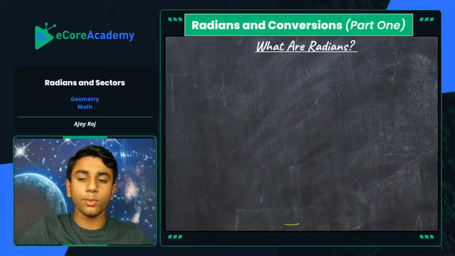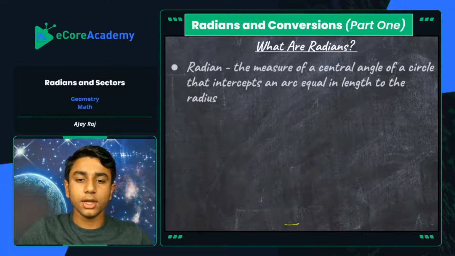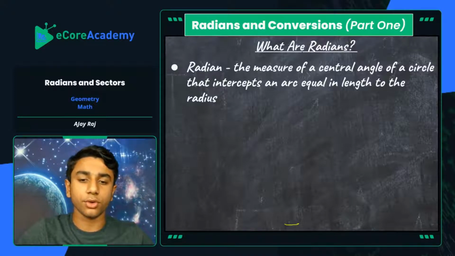So let's look at exactly what radians are, and then let's look at converting them to degrees. And afterwards, we're going to utilize them and correlate them with our circle values and our sectors. A radian is the measure of a central angle of a circle that intercepts an arc equal in length to the radius. So in turn, a radian is actually just a ratio that you're developing, and it's going to be a consistent ratio no matter what value you're given, because it's all going to revolve around your given circle.